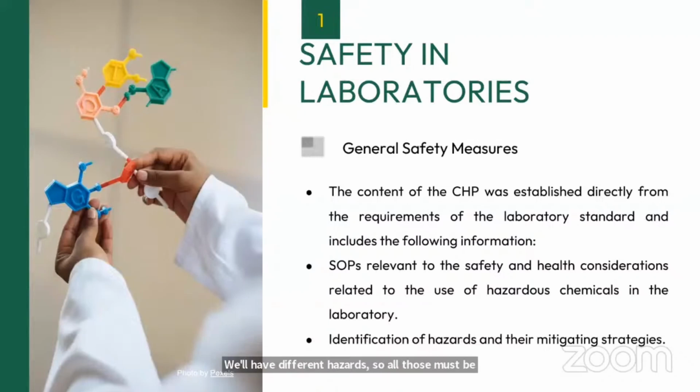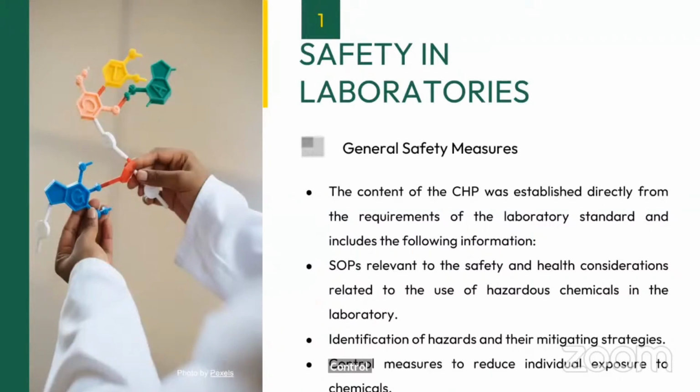So how can you avoid it? Mitigating means, again I am telling, how to avoid or reduce those exposures. Control measures to reduce individual exposure to chemicals. So there should be appropriate measures by which a single person's exposure can be reduced.